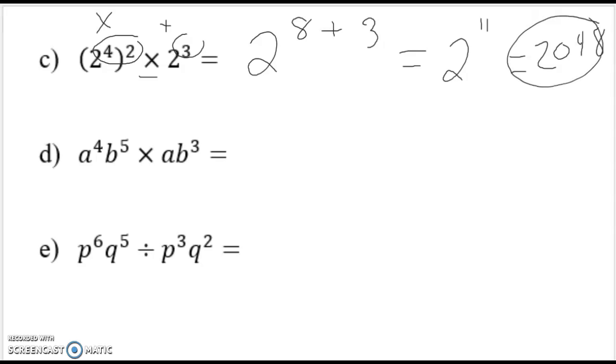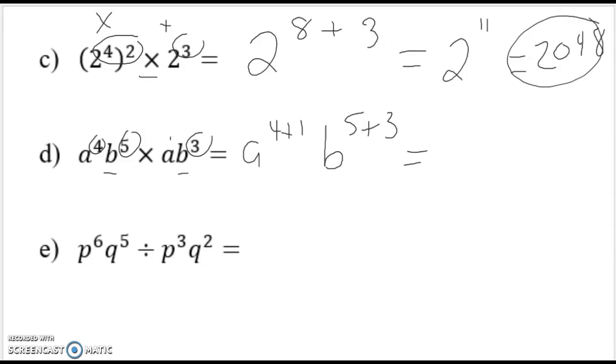Okay, next one looks a little confusing. We have A's and we have B's, so we have to collect our like terms. So we know that multiplying means adding. Okay, so let's start off with our A's. Okay, so we have a 4 and we have a 1. So it's 4 plus 1 for our A's. And then let's go to our B's. We have a 5 plus a 3.